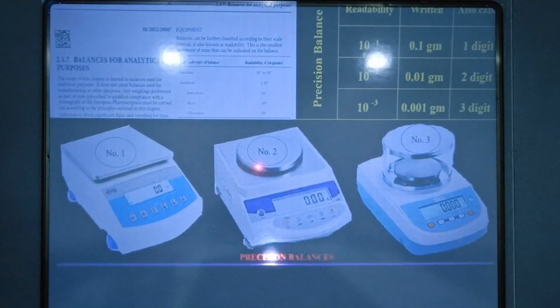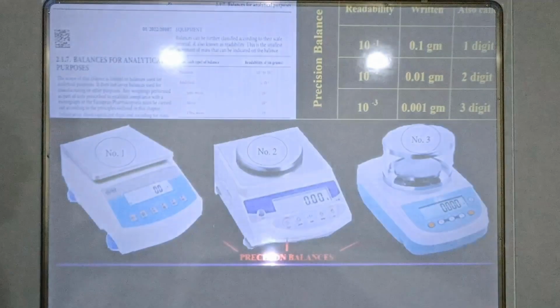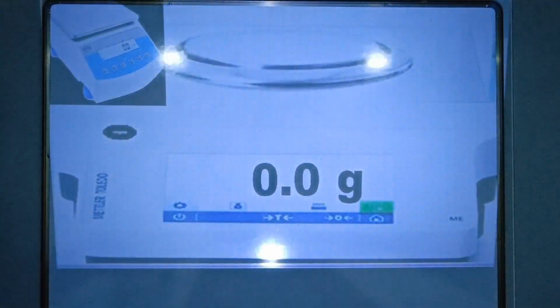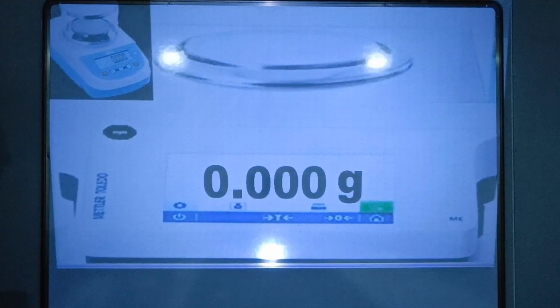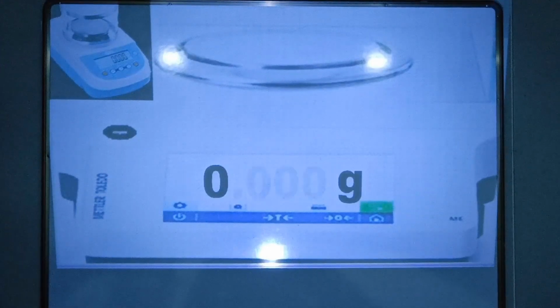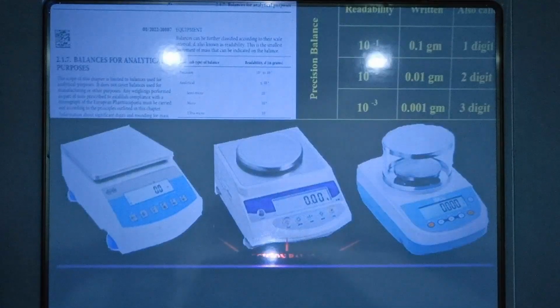Here you can see three balances: balance number 1, balance number 2 and balance number 3. I want to give you a brief description about all these balances. In balance number 1, there is one digit after the point and we call it a one digit balance. In balance number 2, there are two digits after the point and we call it a two digit balance. And in balance number 3, there are three digits after the point and we call it a three digit balance. All these balances are precision balances.